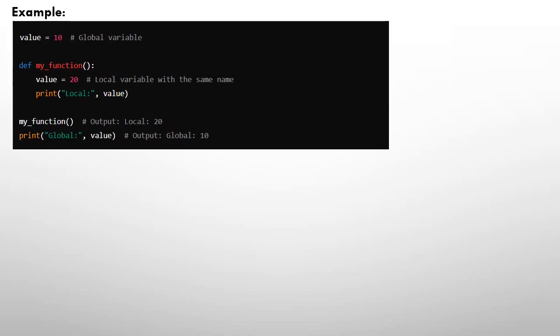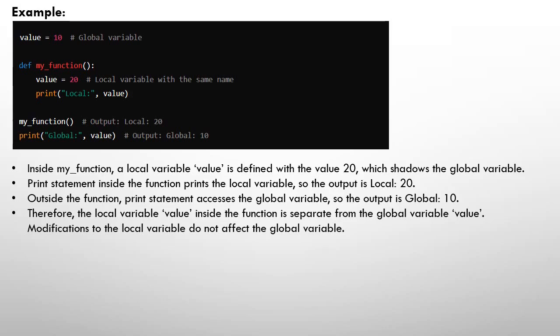Coming to an example on global and local scope in Python. So in this example, inside the function myFunction, a local variable value is defined with value 20, which shadows the global variable. This is the global variable that holds value 10, and this is the local variable with the same name that holds value 20. The print statement inside the function prints the local variable.